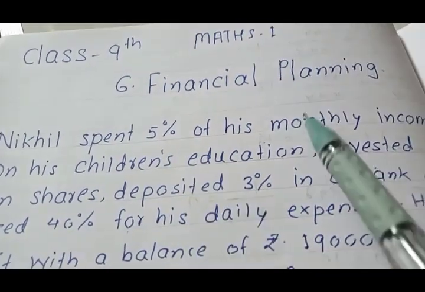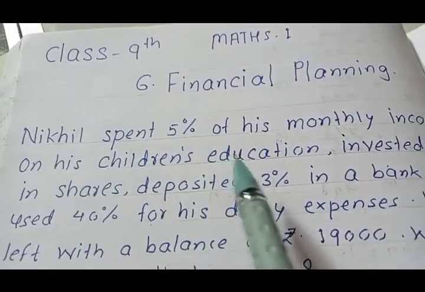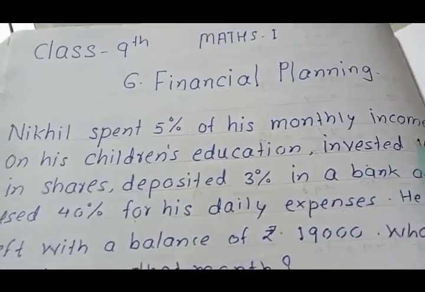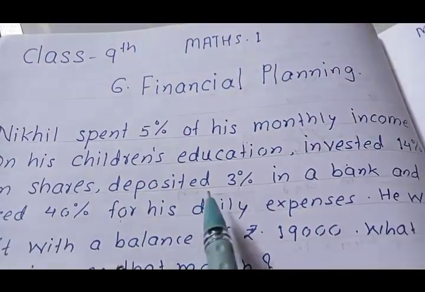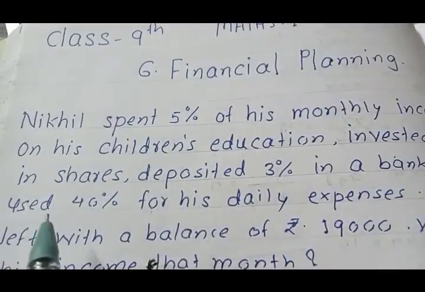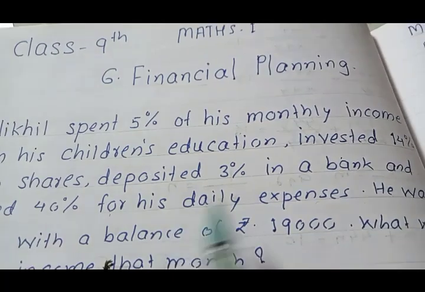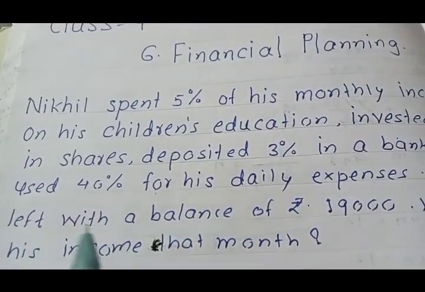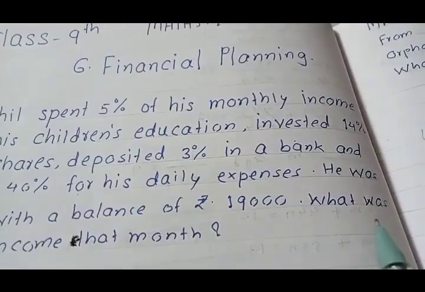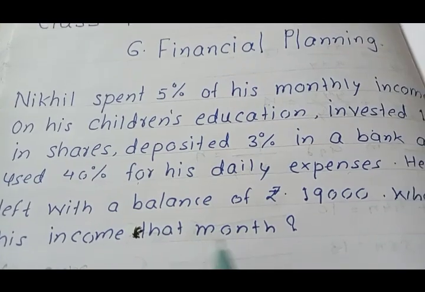Nikhil spent 5% of his monthly income on his children's education, invested 40% in shares, deposited 3% in the bank and used 40% for his daily expenses. He was left with a balance of rupees 19,000. What was his income that month?